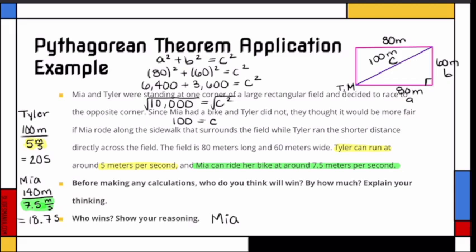Okay, so this is basically one way that we use the Pythagorean theorem. You can also think of an application question as driving a car. So if you have to drive 6 miles and you drive at 50 miles per hour, then how long is it going to take for you to get there?